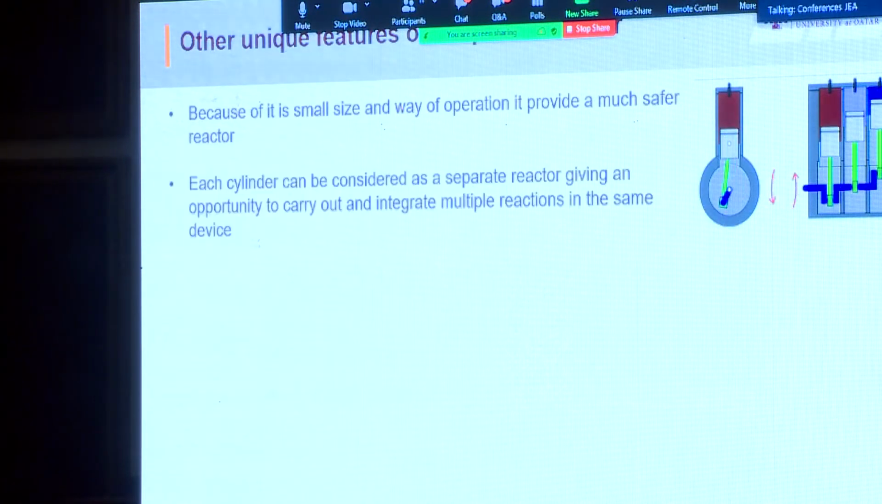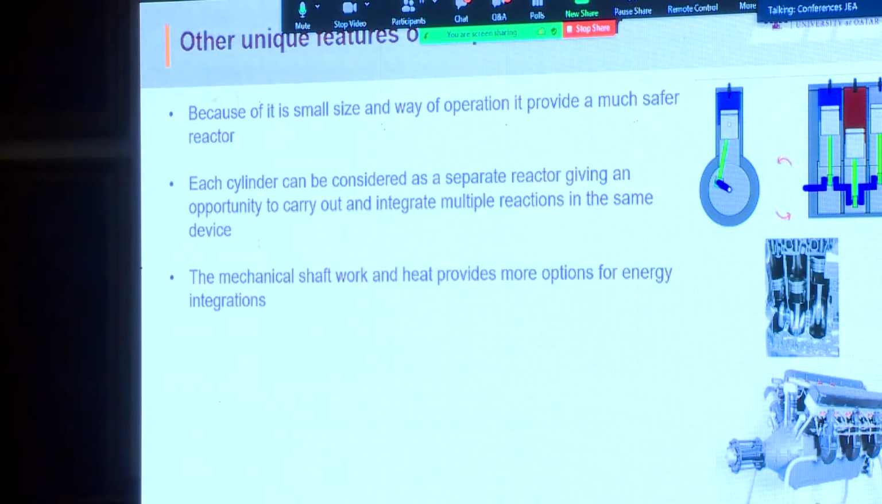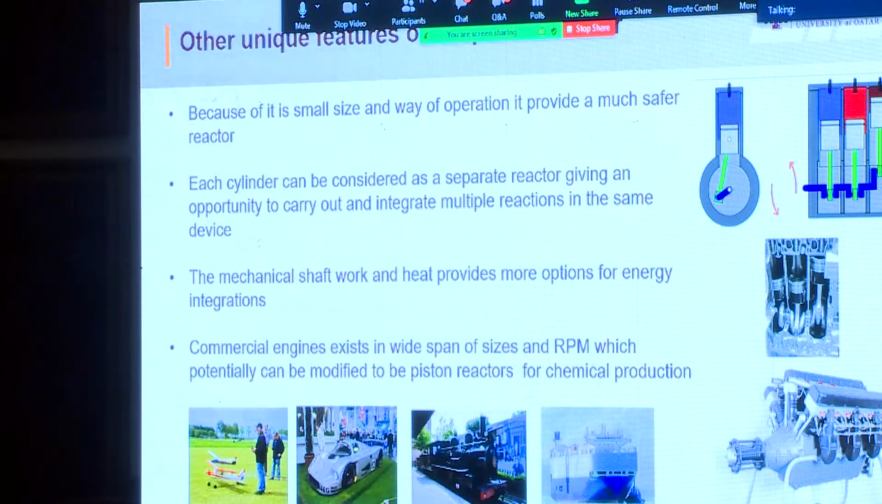You can even have a lot of other advantages, like size. You can even combine multiple pistons in the same way to get even work and heat. So basically you have more options for energy integration. And this technology is well established. It just needs to be repurposed to be used in a new way.